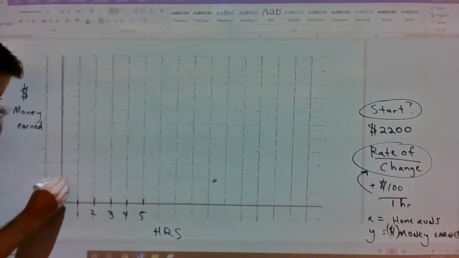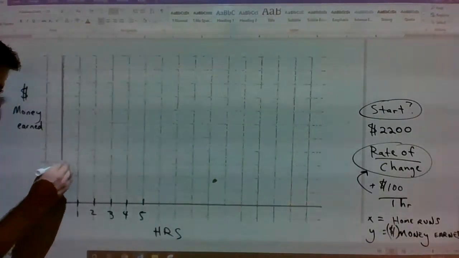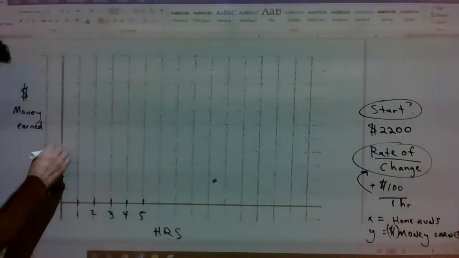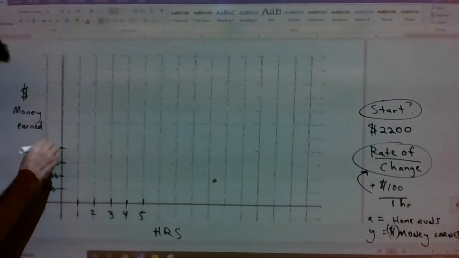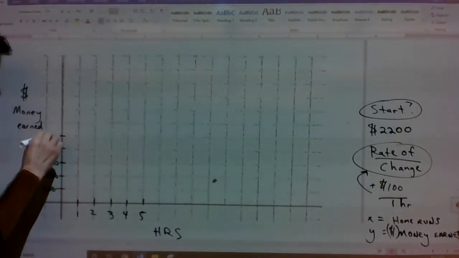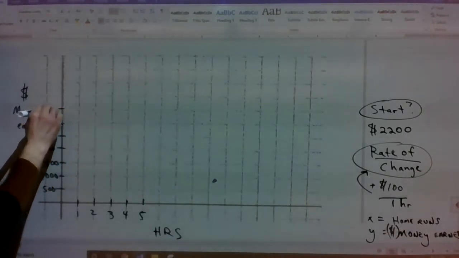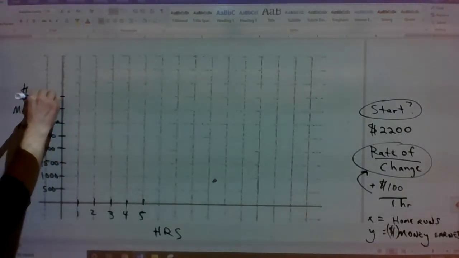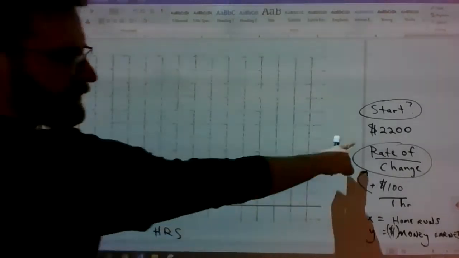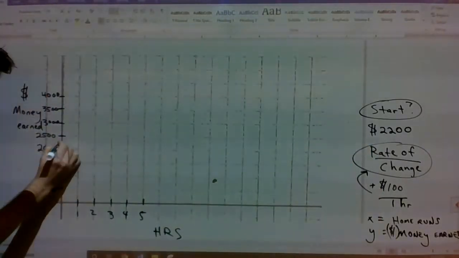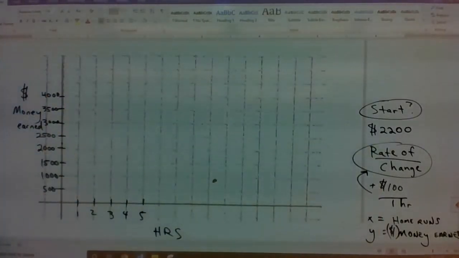So 500, 1,000, 1,500, 2,000, 2,500, and so on and so forth. It just keeps moving up incrementally by 500s. All right, so our 2,200 is right here. It's not quite halfway between 2,000 and 2,500.